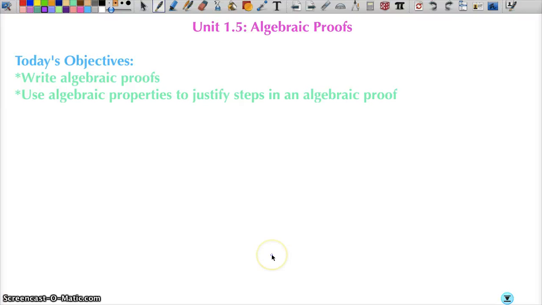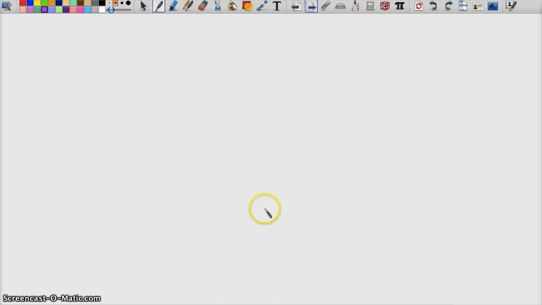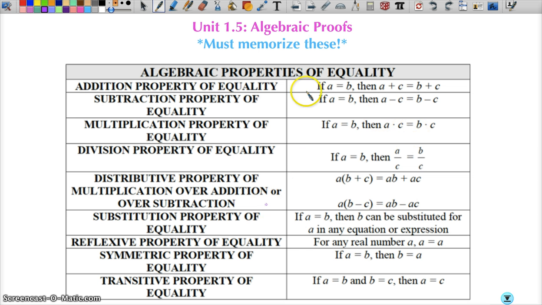So now that we've learned about how to justify arguments or validate our own arguments in life and in math class, what we're going to do is construct an algebraic proof, which is just an argument, but you're able to actually back up what you're doing and why you're doing it. So we're going to write some proofs and we'll use those properties, algebraic properties, to justify the steps in the proof. So let's go ahead and just look at these properties right here.